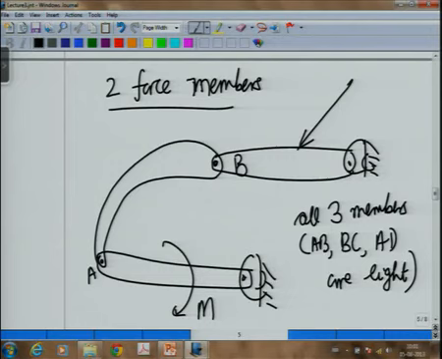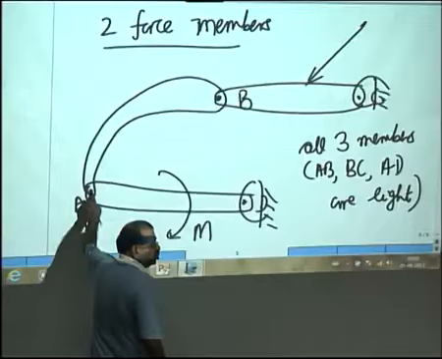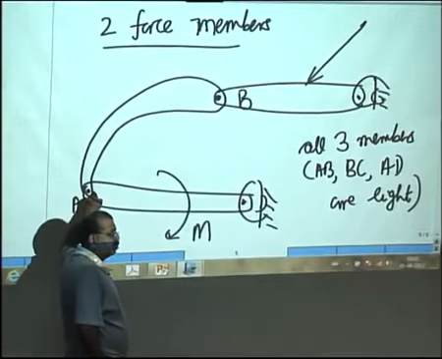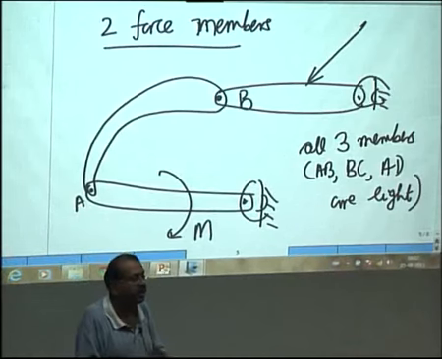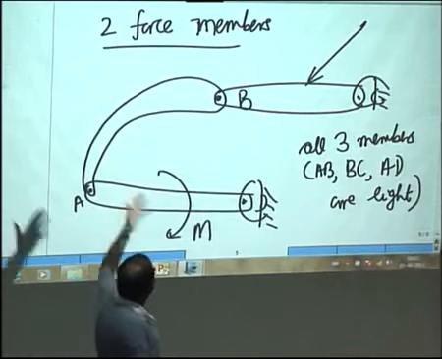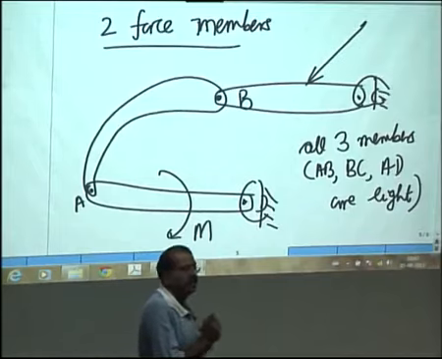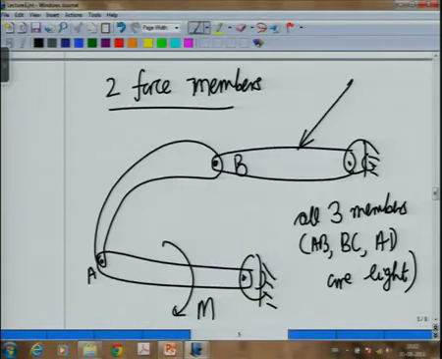So, forces are acting at 2 different points. You may say there are more forces, AX and AY are 2 forces, but then it is acting only at A. So, I can combine it in a vector and call it as a single force. So, a 2 force member is a member, or a part of a component, where forces are acting only at 2 different points.